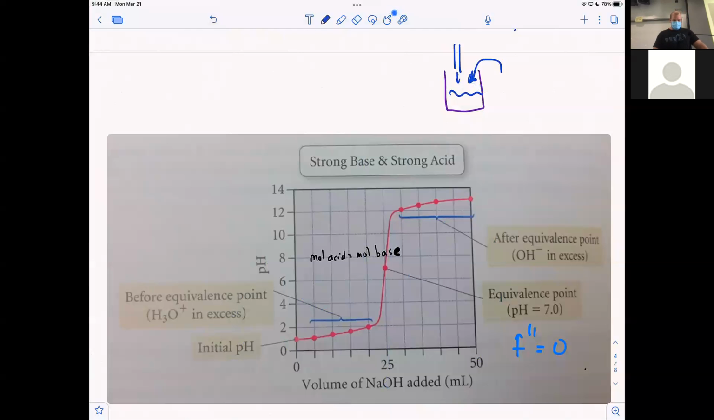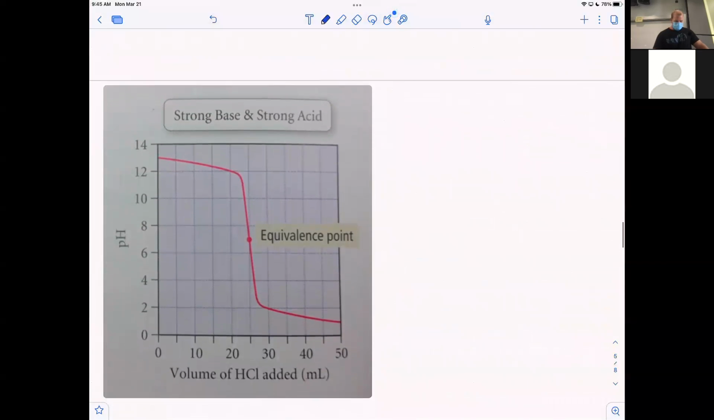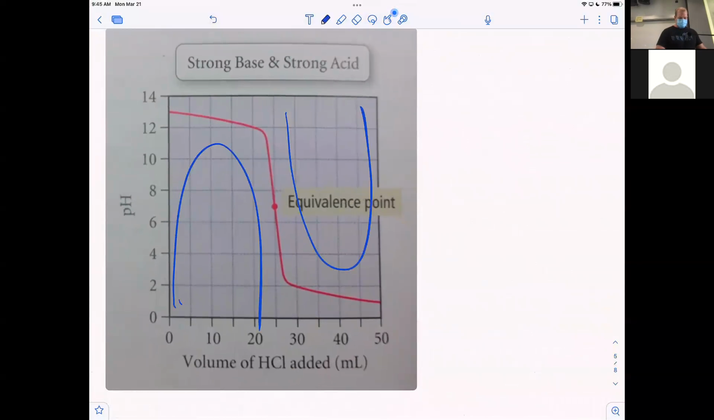So if you're doing this problem and you're trying to figure out where the equivalency point is, you can do it where the pH is 7, or you can also do it where the inflection point is. So you can look at the graph and figure it out that way. So this is strong acid titrated with a strong base. Here is the opposite, where you have a strong base titrated with a strong acid. It's very similar, but it starts off concave down and it becomes concave up. So you have the inflection point.